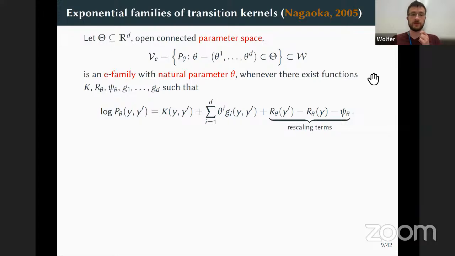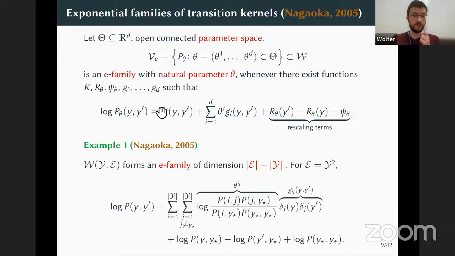It further allows us to talk about exponential families. We'll say that VE is an exponential family if the logarithm of one of its elements can be written as such an affine combination, where notice that the g_ij are now over pairs of observations, not only one observation. And the rescaling is done using those three terms that correspond to the S mapping mentioned before, right? So these two are the right orthogonal eigenvector.